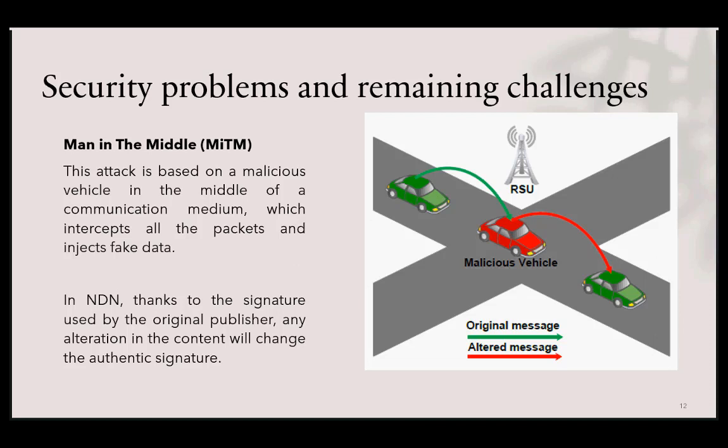In the man-in-the-middle attack, as indicated by its name, a malicious vehicle is in the middle of a communication medium, which intercepts all the packets and injects fake data, while the transmitter and the receiver believe that they are in direct communication with each other. In the case of communications over NDN, a cryptographic signature is used by the original publisher to sign the data packet. Therefore, any alteration in the content will change the authentic signature.